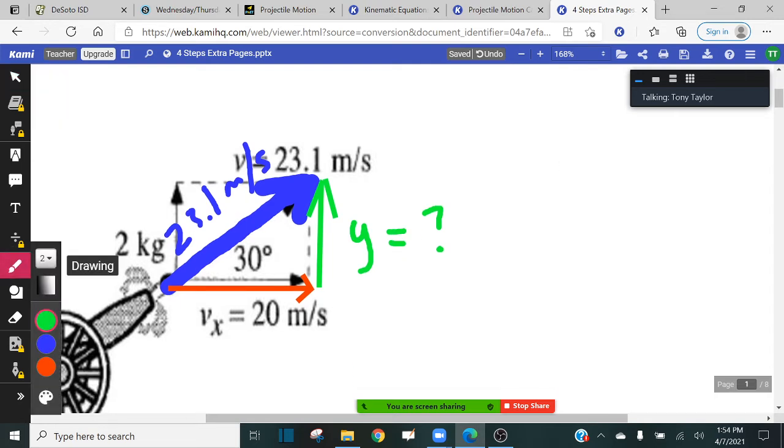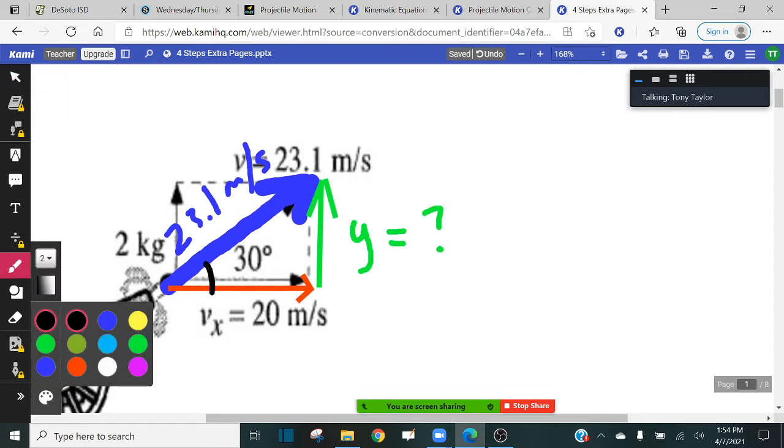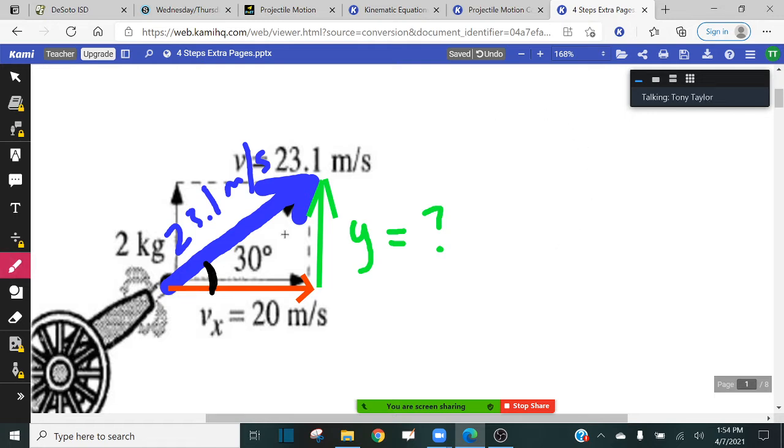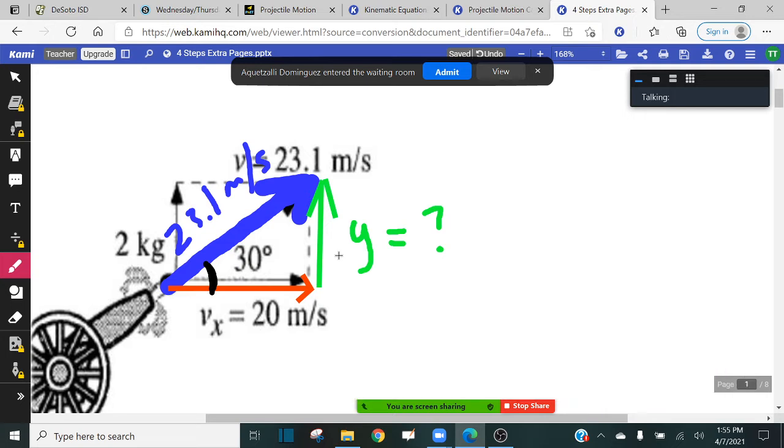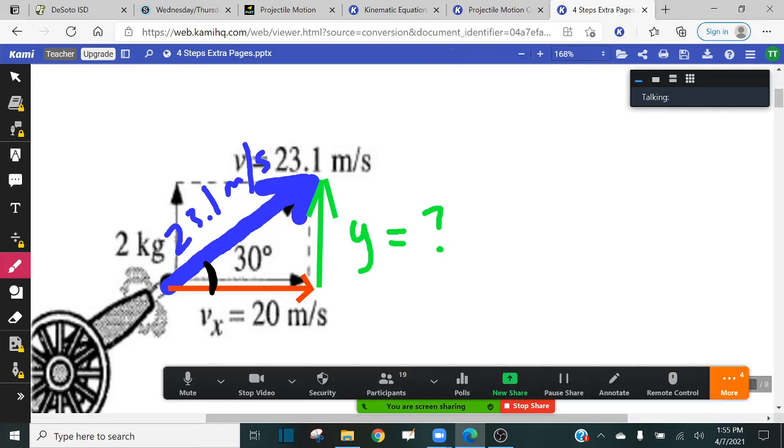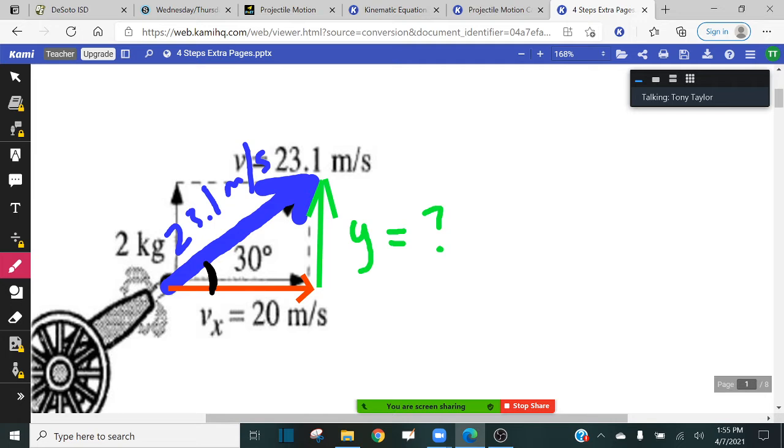Can someone tell me, if I know this angle here is 30 degrees, how can I find the y component for the initial velocity? What trig function am I going to use, sine or cosine? What do y'all think? Again, guys, I want to find out the y component to this velocity vector. Yes, thank you, Stephanie. I would use sine. Does everybody understand why we would use sine?